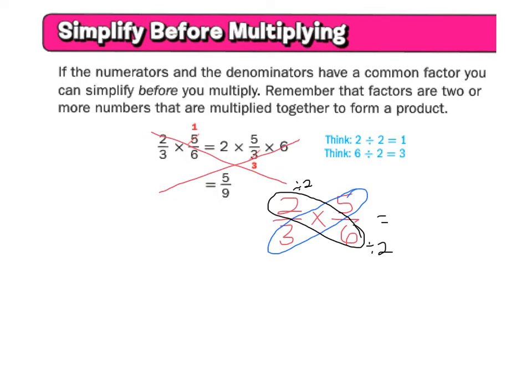So when I rewrite my fractions, I will have 2 divided by 2, which is now 1 over the 3. And the 5 stayed the same, but the 6 divided by 2 gives me 3. So my answer is 5/9. And because I can't simplify that any further, I'm good.